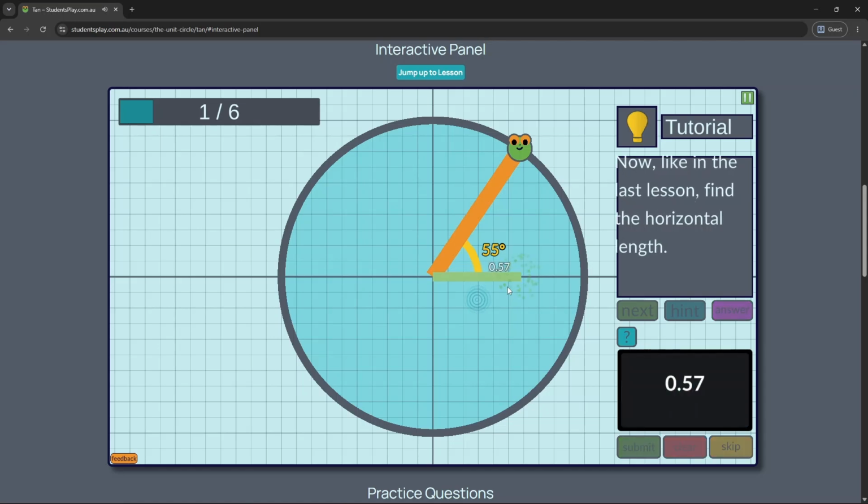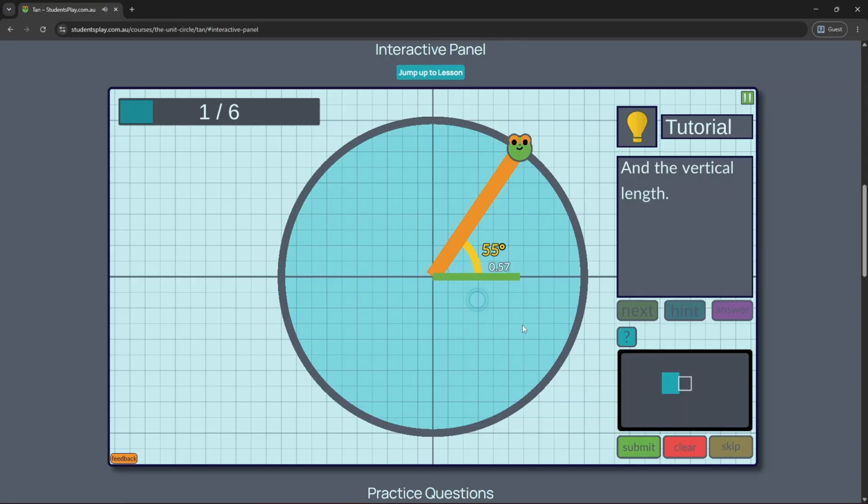0.57, okay. And the vertical length? Well, that would be sine 55. So, 0.82. Nice.